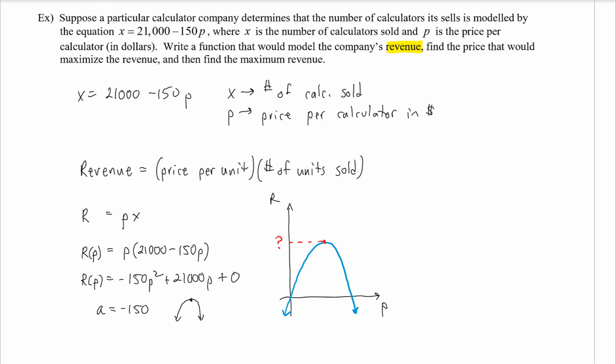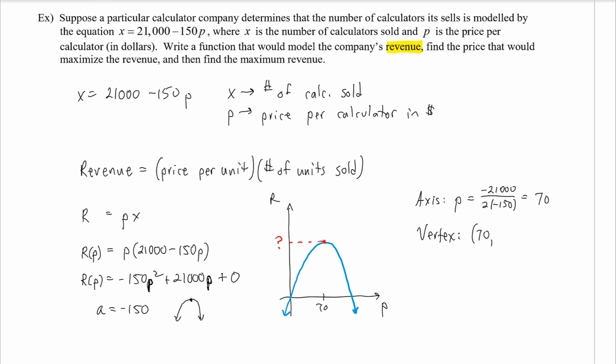So the axis of symmetry is going to be x equals negative b over 2a. So negative 21,000 over 2 times negative 150. So we get 70, except it's not x. I apologize, that's p. See, it's right here, P. I don't know why I didn't write it. It's just because we're used to it being an x. It's a p. So my vertex is going to be at 70. So we know this point is 70. And then we need the rest of it.